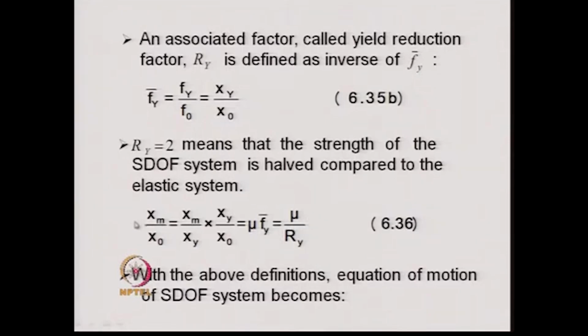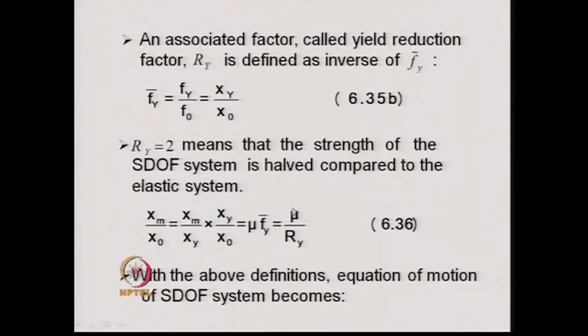We can see here that the maximum displacement that takes place for the elastoplastic system divided by the corresponding maximum displacement in the elastic system is finally written as mu divided by Ry, or the ductility divided by the reduction factor. Therefore, if mu is given and xm and x0 are known, then one can find out the corresponding reduction factor. Similarly, if the reduction factor is given and xm and x0 are given, then one can find the ductility.